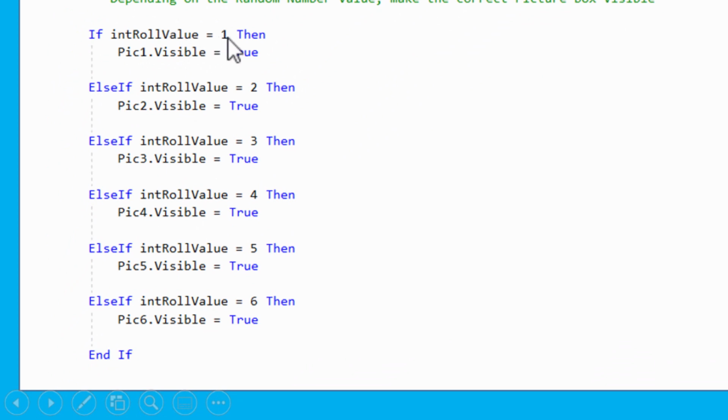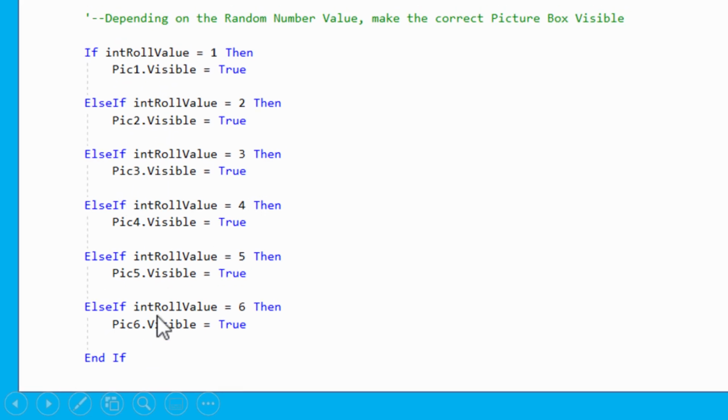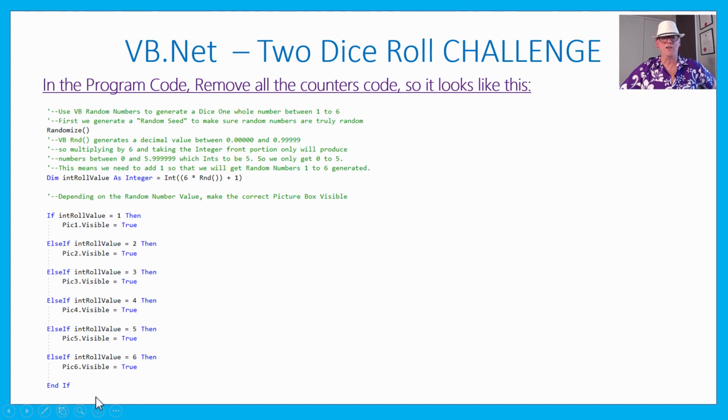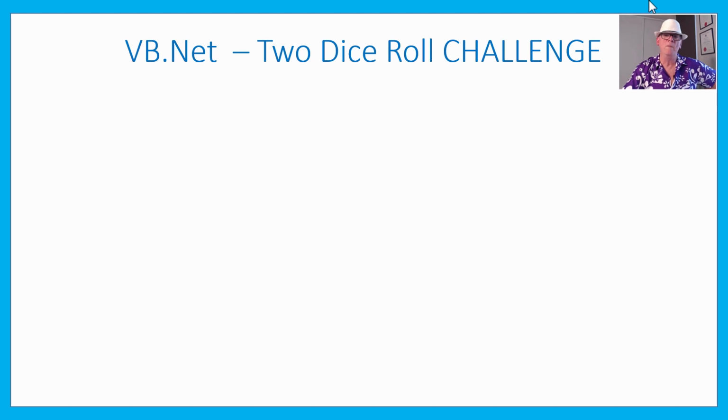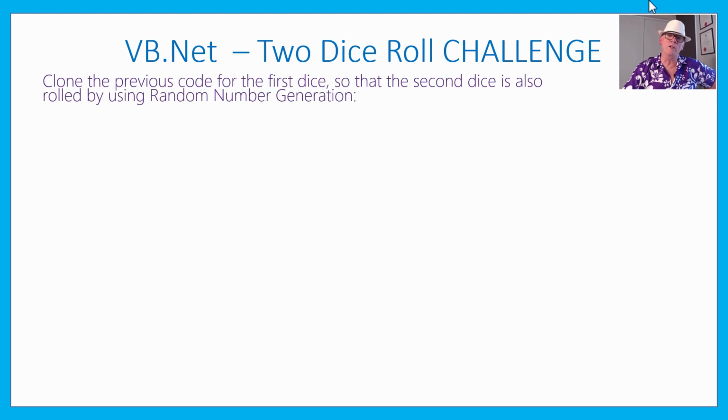So if the roll value from the random numbers comes up as 1, we just want to make pick 1 visible, so a 1 shows up on that first dice, okay? So get rid of any counters that are in here and make that old code just look exactly the same as this, all right? So that's what we need to do. Just take all those counter lines of code out of there, but still have pick 1 visible, pick 2 visible, and so on.